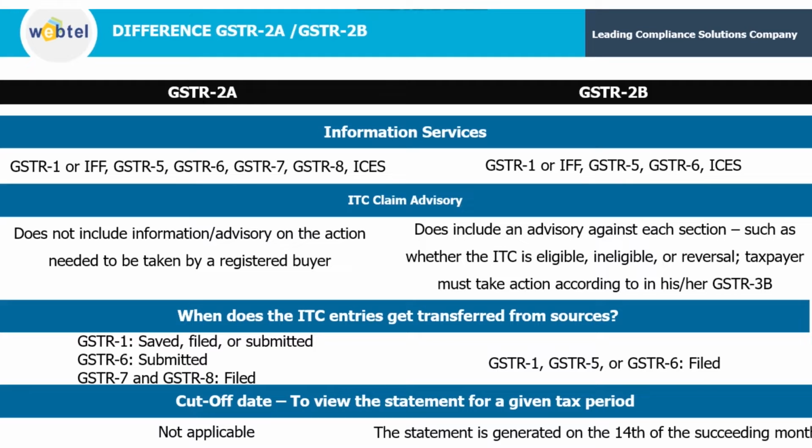Now, when do the ITC entries get transferred from the sources? When we file GSTR-1, when we submit GSTR-6, and when we have filed GSTR-7 and 8. In the case of GSTR-2B, all these three returns, that is GSTR-1, GSTR-5 and GSTR-6, need to be filed accordingly. Now, what is the cutoff date, when can you view the statement of a given tax period? In the case of GSTR-2A, there is no such applicability, but 2B needs to be generated before the 14th of every month.